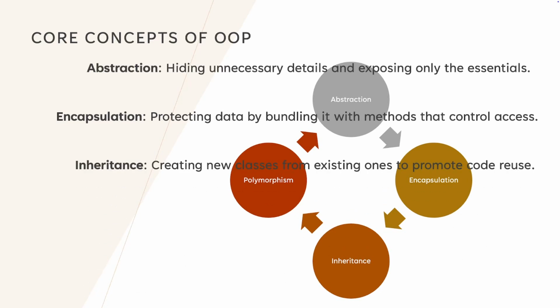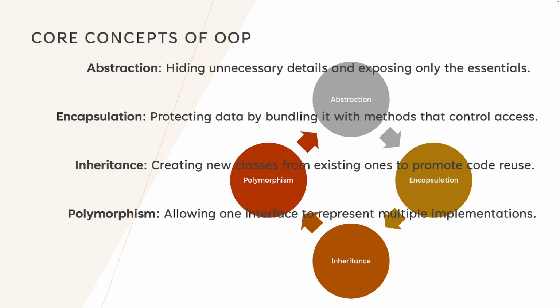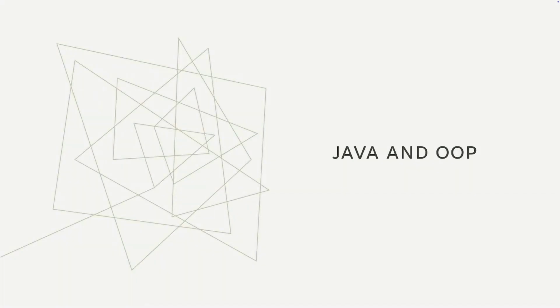Inheritance allows one class to inherit properties and methods from another, promoting code reuse. Finally, polymorphism enables one interface to represent multiple implementations, making your code flexible and dynamic. We'll explore these principles in more depth in upcoming videos.